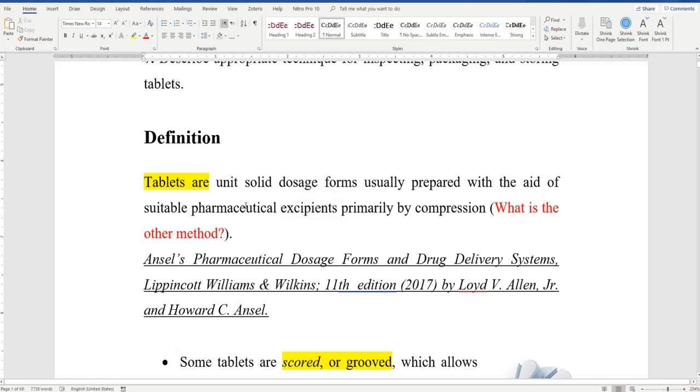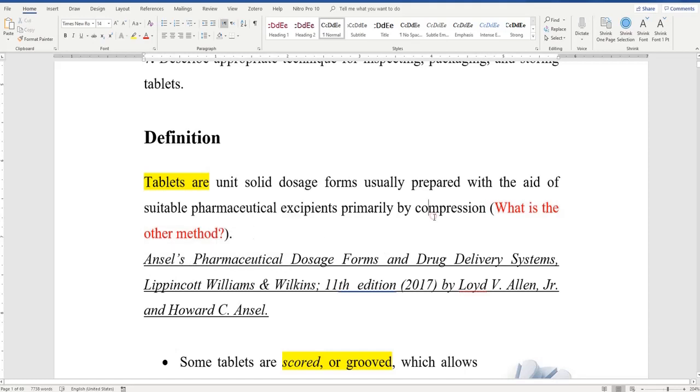The same is the case with capsules, as we said, in which the drug and other additional ingredients are contained within hard or soft gelatin capsules. Here again the drug is formulated with other pharmaceutical excipients, and the way you prepare it is usually by compression. Primarily tablets are prepared by, what's the answer? Compression. Why? Is there any other way? What is the other method?